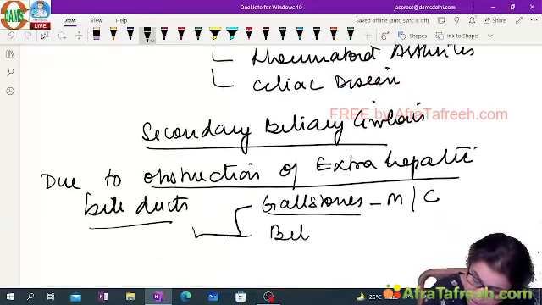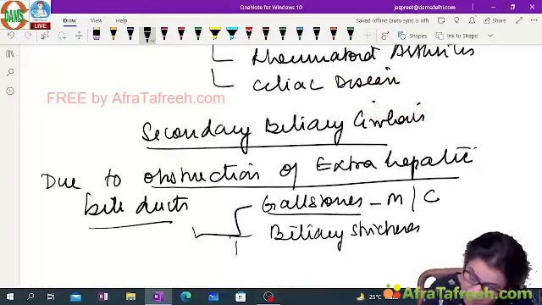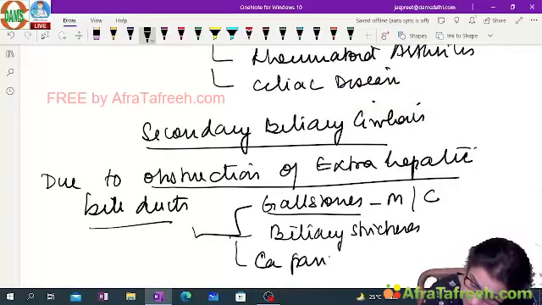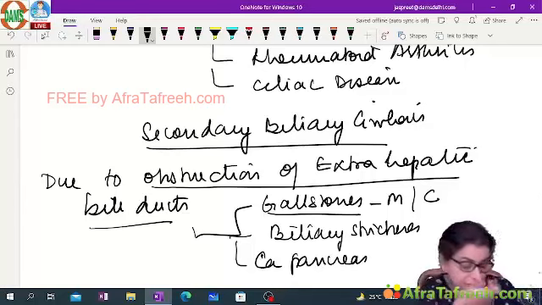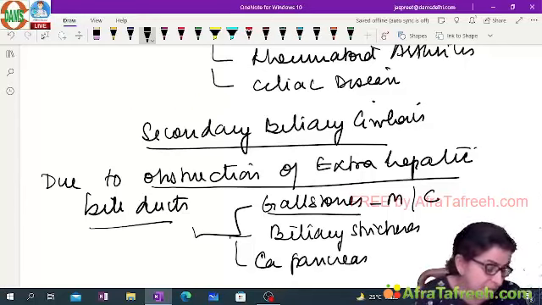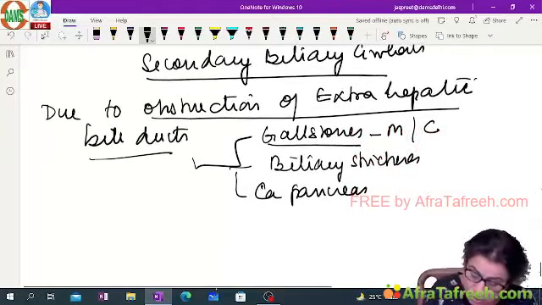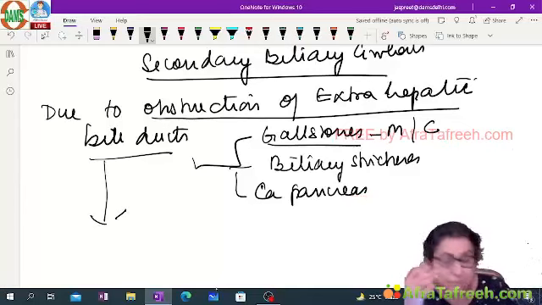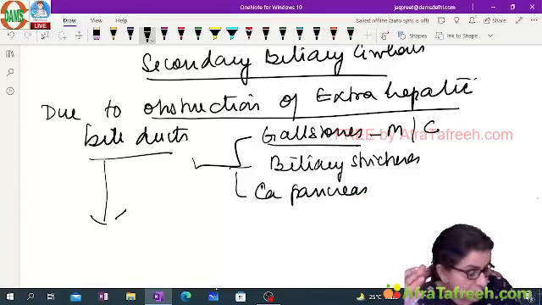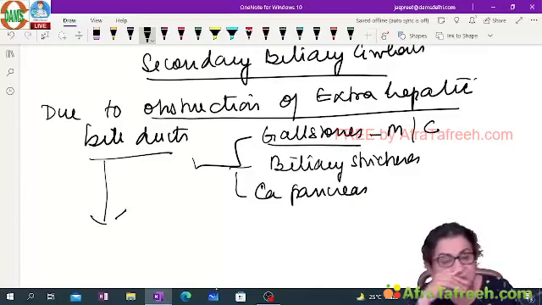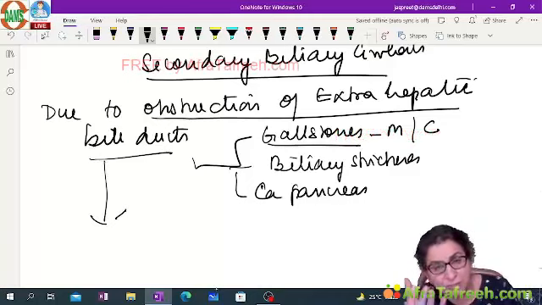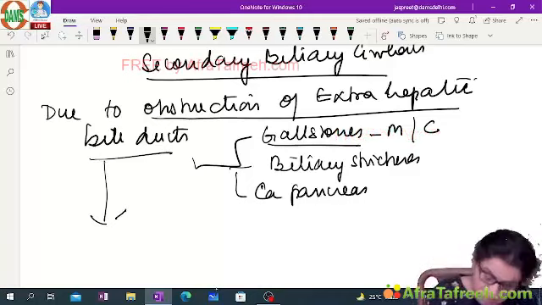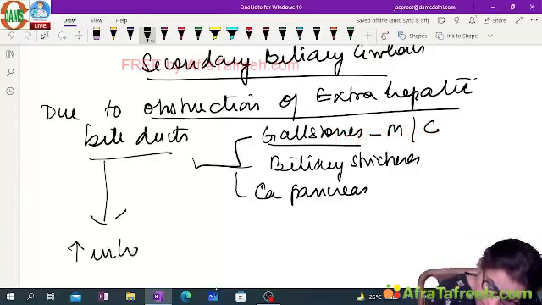Second, biliary strictures can also obstruct them. And carcinoma of the pancreas, if it's a big mass, can also obstruct the extrahepatic bile ducts. When there is obstruction of the extrahepatic bile ducts, there is increased pressure in the intrahepatic bile ducts also. That causes injury to the liver. There is fibrosis resulting in cirrhosis.